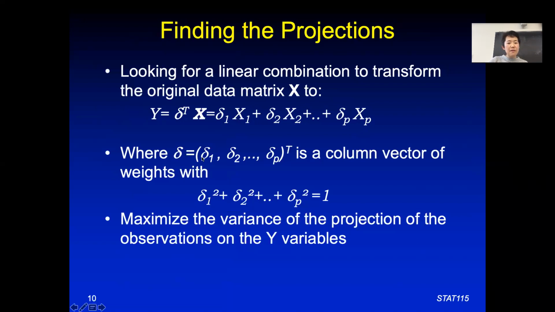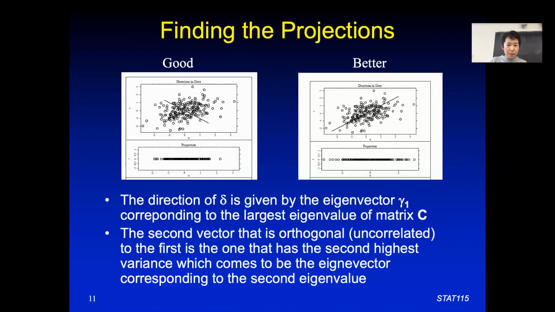And the weight that you give each gene is a column vector, and this is normalized, so the sum of squares of all the weights will be 1. Okay, so it's kind of a unit vector. It just makes sure that if we project all of those samples, you will have the best separation, maximizing the variance of the projection of the observations on the Y variable. Based on just this first Y, you will have the best separation of all the samples. Okay, so that's the first principal component.